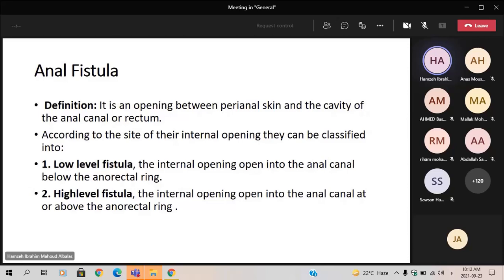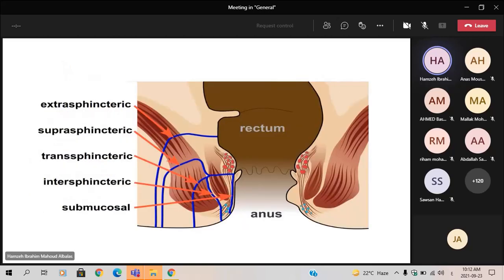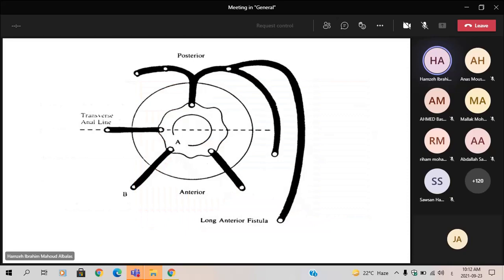As for high fistula, the internal opening may be in the anal canal or above the anorectal ring. For fistula, we can classify it as submucosal, intersphincteric, transsphincteric, suprasphincteric, and extrasphincteric. This classification is important because the treatment is different depending on the classification of the fistula. The submucosal treatment is simple, easier than extrasphincteric, suprasphincteric, or transsphincteric.